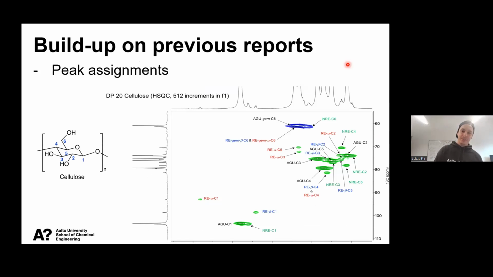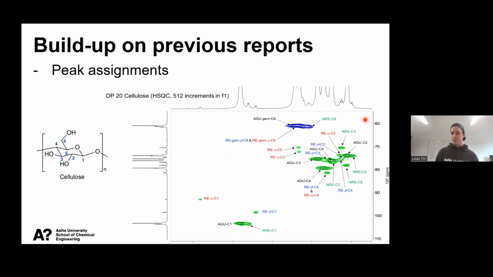And what is also nice if a protocol gets standardized is that I want to show again the HSQC spectrum you saw before. If a standardized protocol is used, then you can build on former reports, especially peak assignments that have been done in previous studies. For example, if this spectrum had been measured in a different ionic liquid at a different temperature, the peak shifts would be similar, but not completely in the same area.